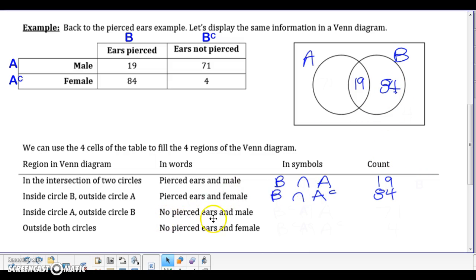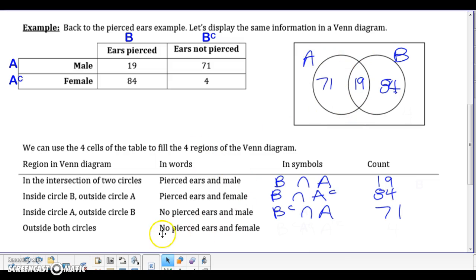People with no pierced ears and are male. So their ears are not pierced and they are male. On this two-way table, that would be these people right here, those 71 people who do not have their ears pierced and they are male. On the Venn diagram, that would be in this region over here. They are male, but they do not have their ears pierced.